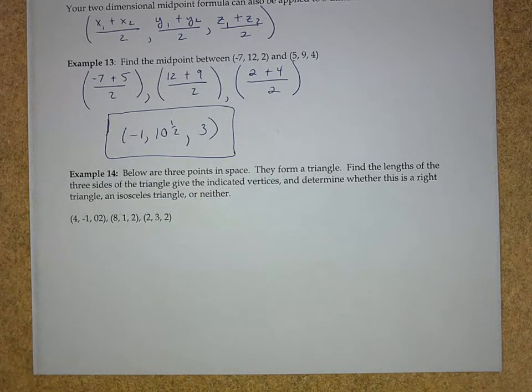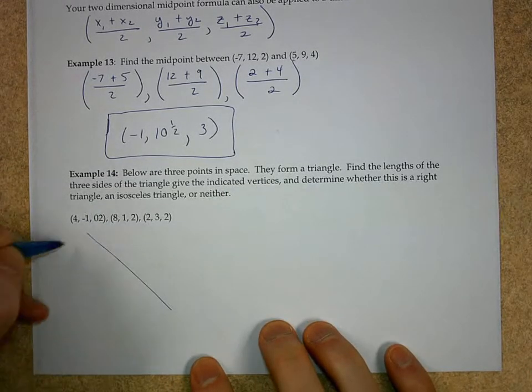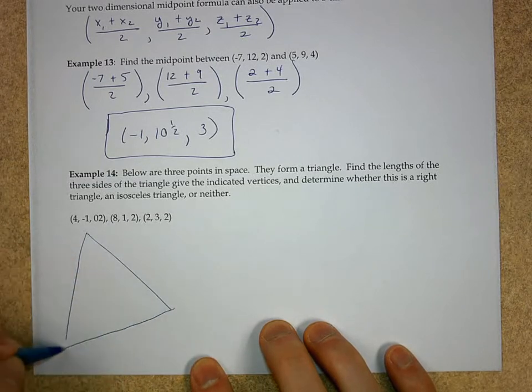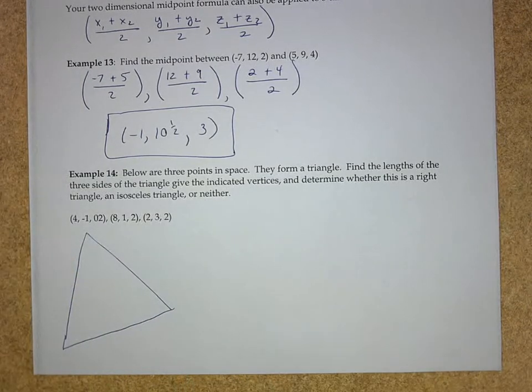If we have an isosceles triangle, that means that we are going to have 2 angles with 2 sides that are the same length. If we have neither, that means we're going to have 3 different sides with 3 different lengths. So here I'm just going to draw these points in space. I really don't care if I have them oriented right. I just want to have them listed.